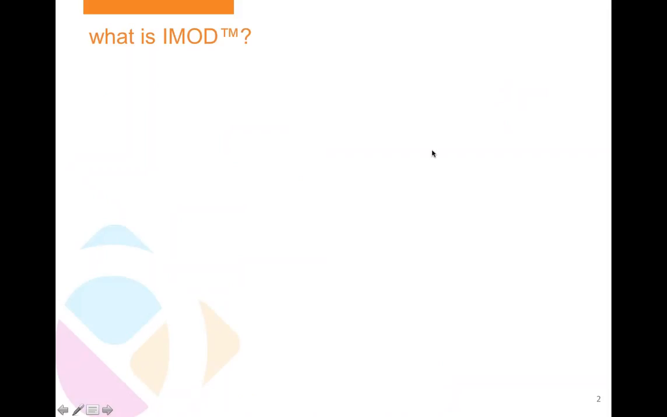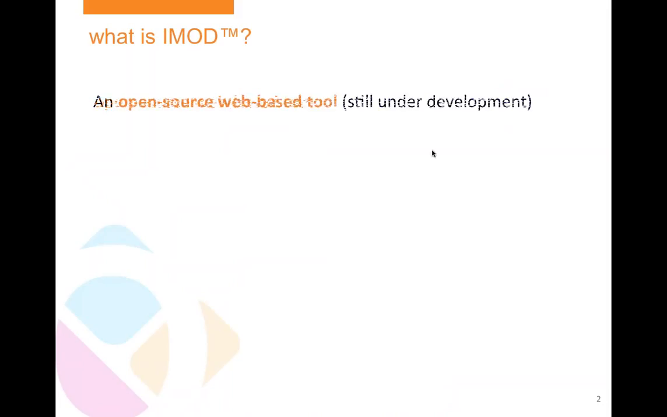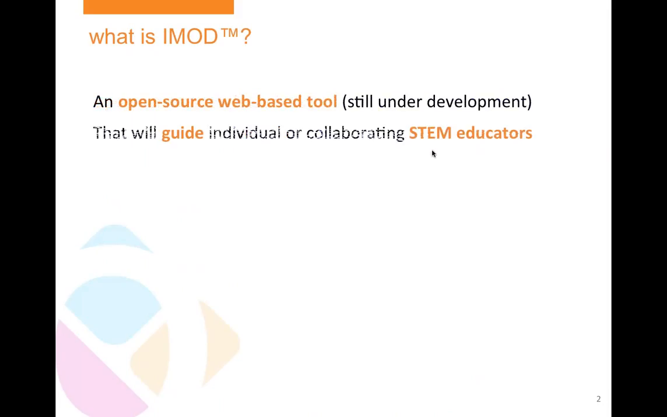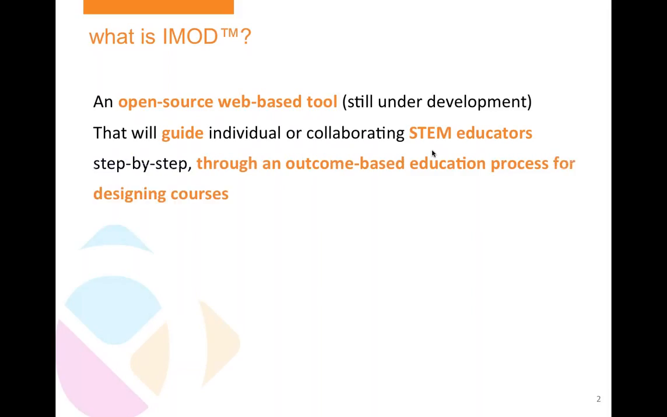So what is IMODS? Basically, it is an open source web-based tool which is still under development. The purpose of this tool is to guide STEM educators, either individual or collaborating, through an outcome-based education process. Basically, the idea is to scaffold instructors through a step-by-step outcomes-based education course design process.